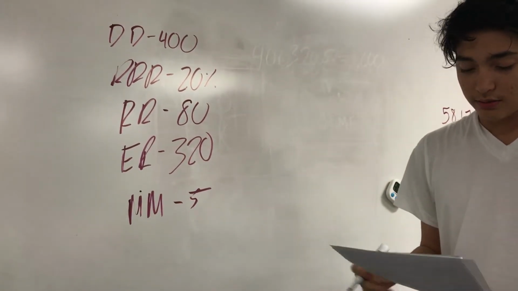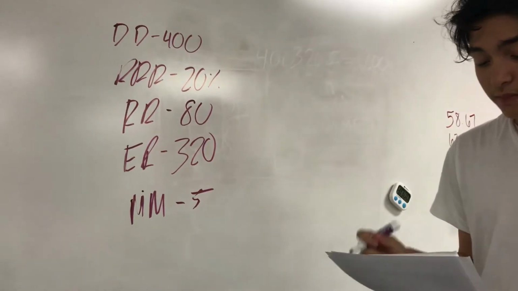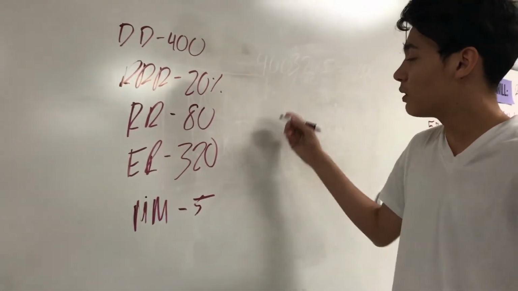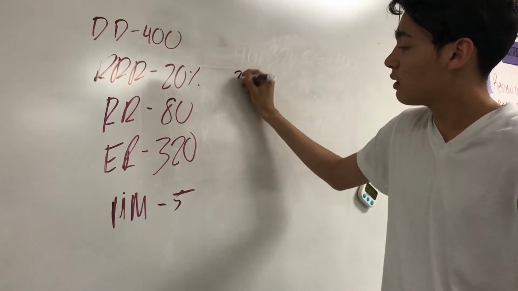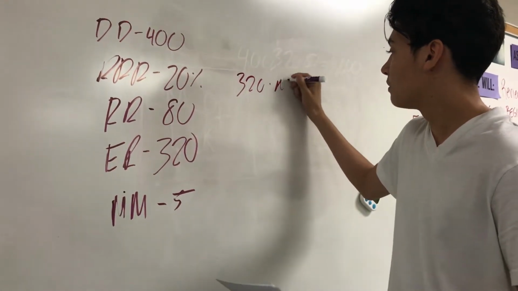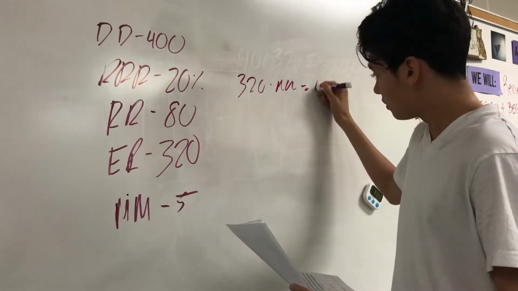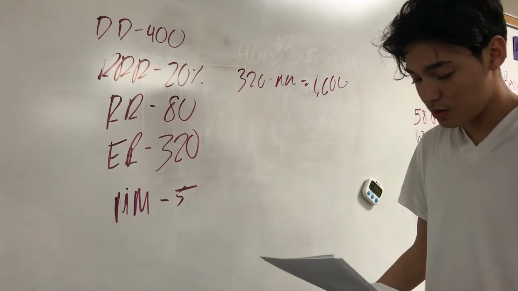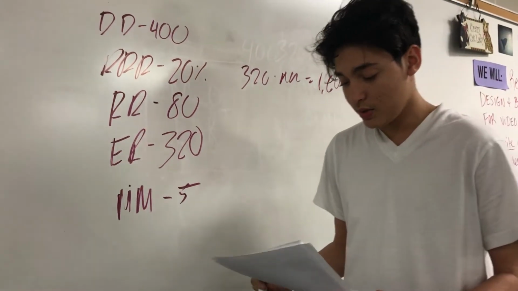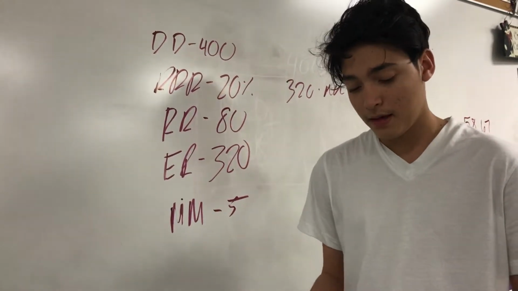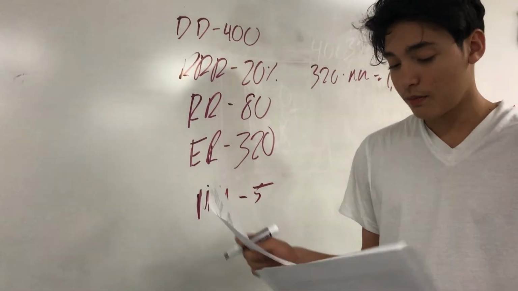Okay, and last for B3, the maximum change in the money supply. So here, we're going to multiply our ER times our MM, being 5, and that equals 1,600. This time we don't add any 400 or initial DD to it, and that's the maximum change in the money supply. So, all right.